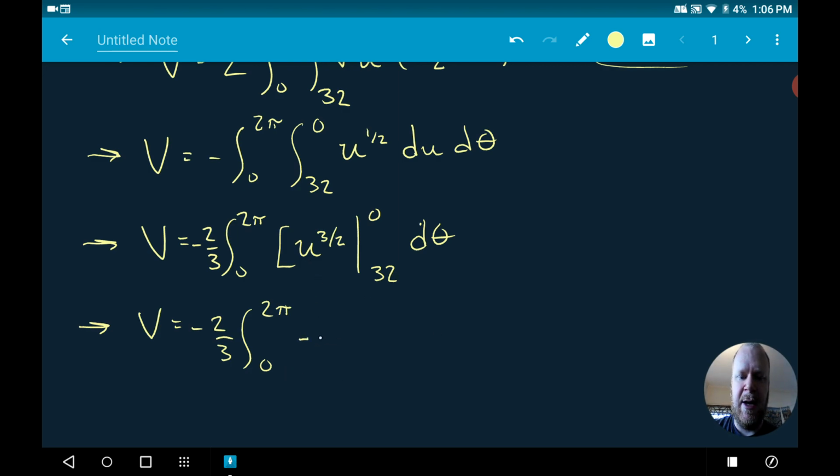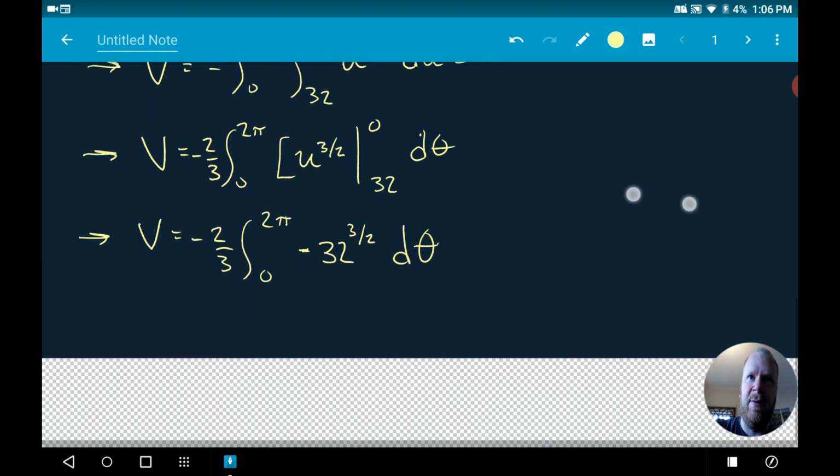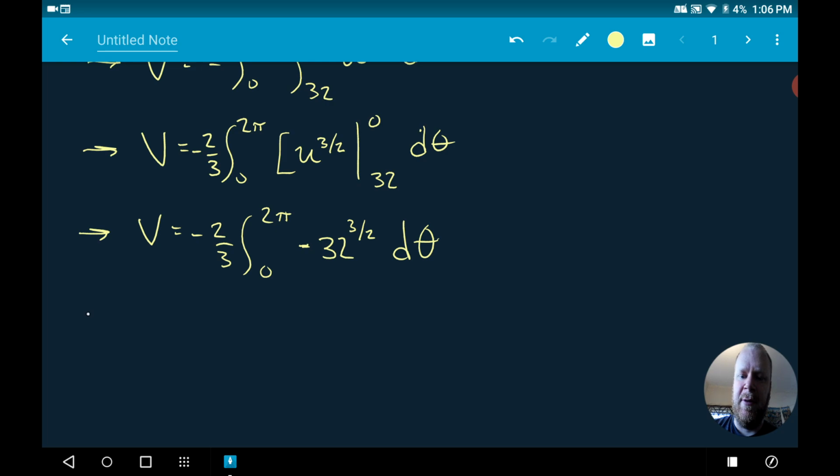So this would be negative 32 to the 3/2. This was a WebAssign problem, so as long as you're not using algebra and stuff like that, I think they probably want you to keep it in this form, or maybe this will come out to be something nice. But I'll use a calculator for that in a second.